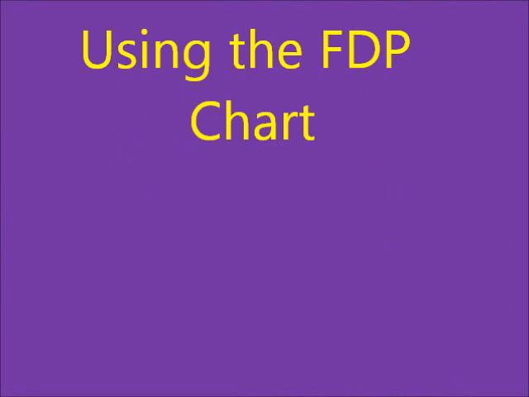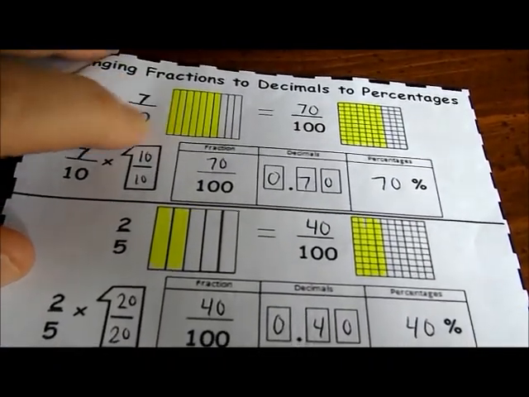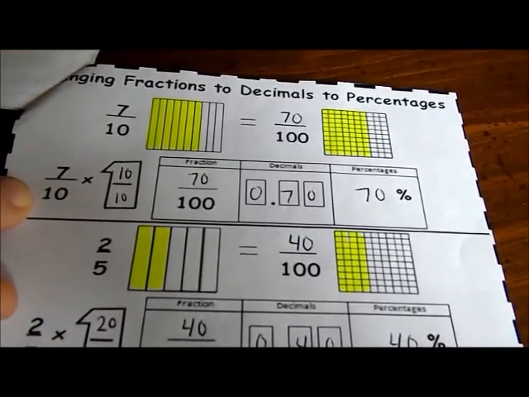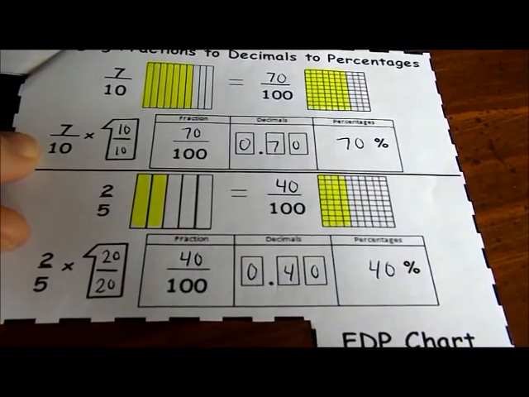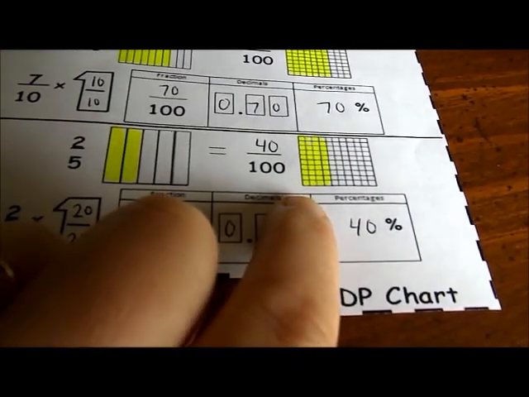Using the FDP chart. Okay, this is something that I came up with to tie everything in. The fractions, decimals, and percents can all be related to something out of 100.